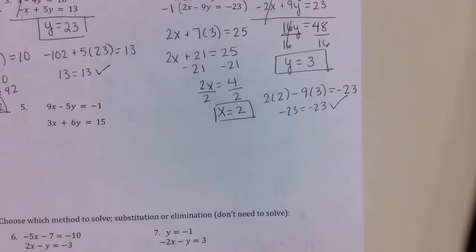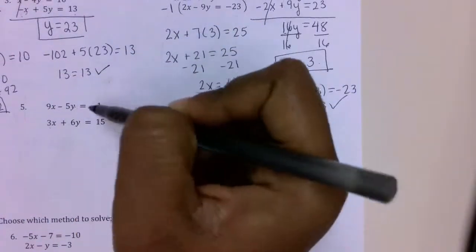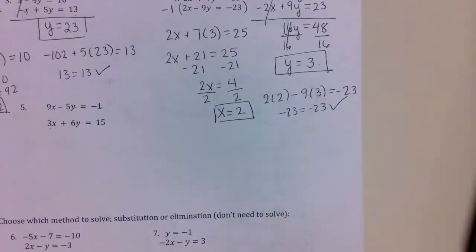All right, the next problem we're going to do is 9x minus 5y equals negative 1 and 3x plus 6y equals 15. So the first step you want to do is check and make sure that everything is lined up. And it is, you've got x on top of x, y on top of y, number on top of number. So we're all good there.